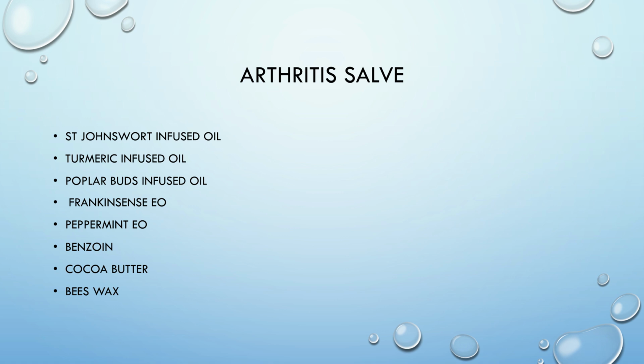This is an arthritis salve, so it uses some cooling elements and warming elements. If you want to make your own, this is a good place to start. EO stands for essential oil. Benzoin is just used as a preservative. It's herbal and it's natural, but you don't necessarily need it if you're going to make a salve yourself.